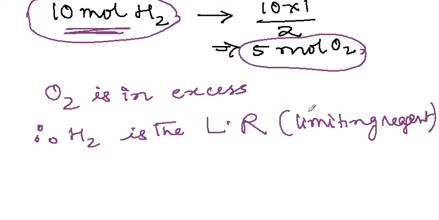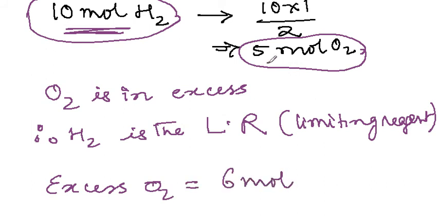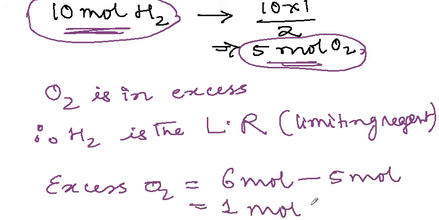Now, what is the excess oxygen? We are given 6 mole of oxygen and we have used only 5 mole of oxygen. So we'll have 1 mole of oxygen in excess.